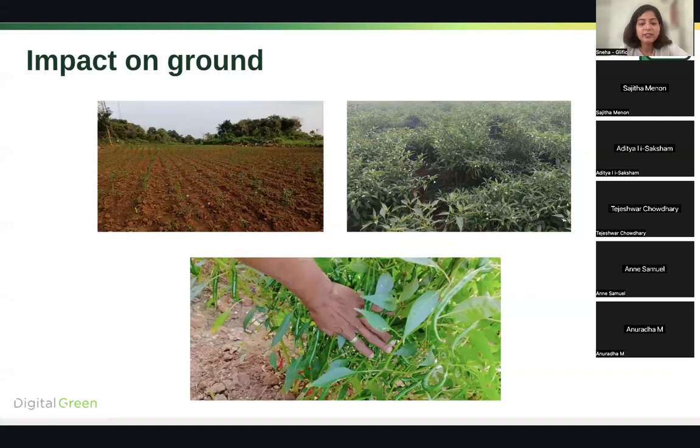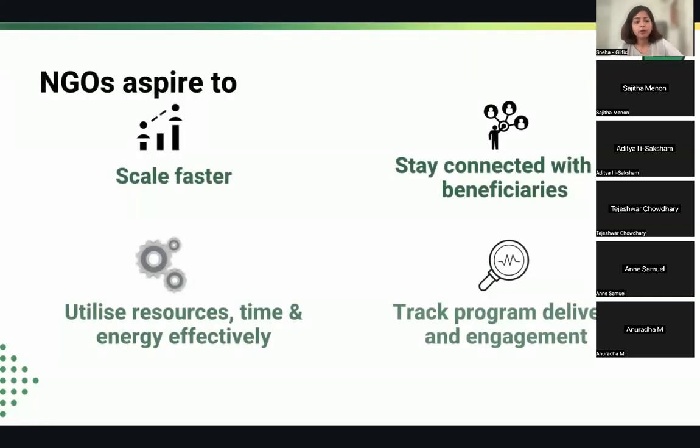Okay. So that was the Digital Green case study. Just to complete this loop, what we have seen is that organizations and NGOs are trying to scale faster, using technology as an enabler to scale faster. They also wanted to stay connected to all their end users one-on-one, and make sure that the information they're sharing is relevant to the person who's going to receive it. So that's what they're doing.